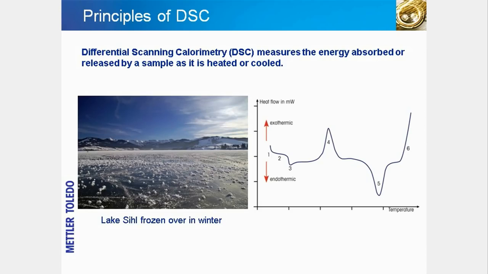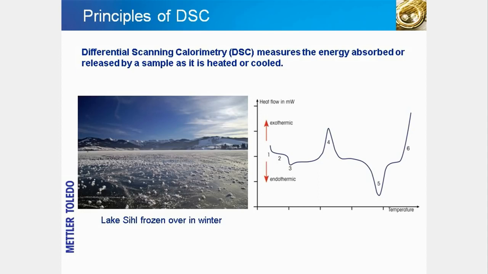The picture on the left is a winter view of Lake Seal in Switzerland. The surface of the lake often freezes over due to sub-zero temperatures. The water then exists in the solid phase as ice. In spring, when the temperature rises, the ice melts and changes from the solid to the liquid phase. The phase transition occurs as a result of energy exchange with the environment.